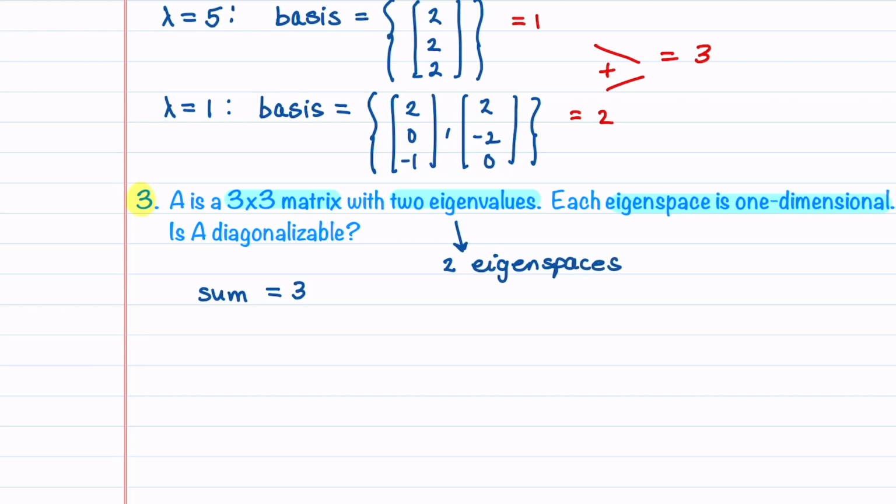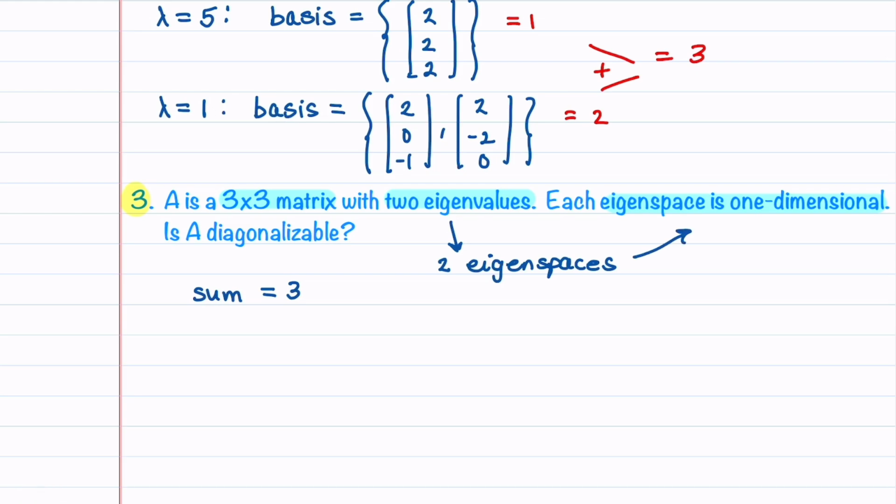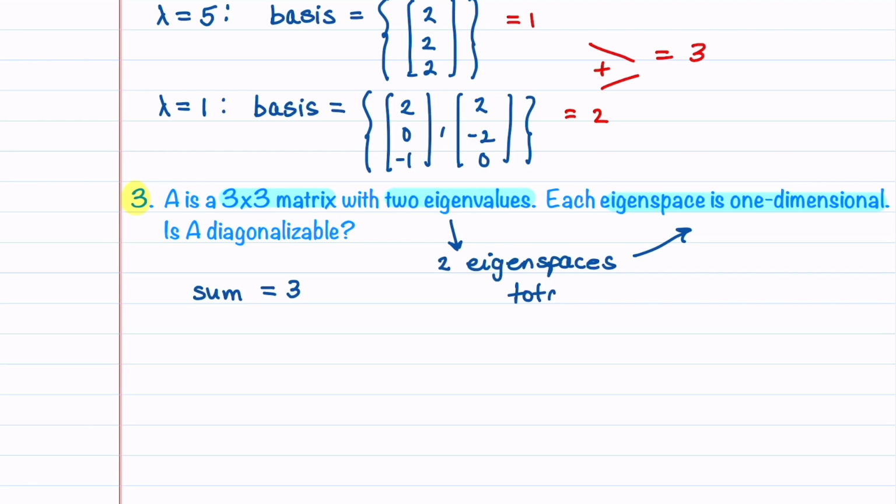And then each eigenspace is one-dimensional. So that means that the total dimension of our eigenspaces is going to be 2 times 1, which is just 2. But we need the total dimension of our eigenspaces to add up to 3. Because our dimensions only add up to 2, the answer to this is no, A is not diagonalizable.